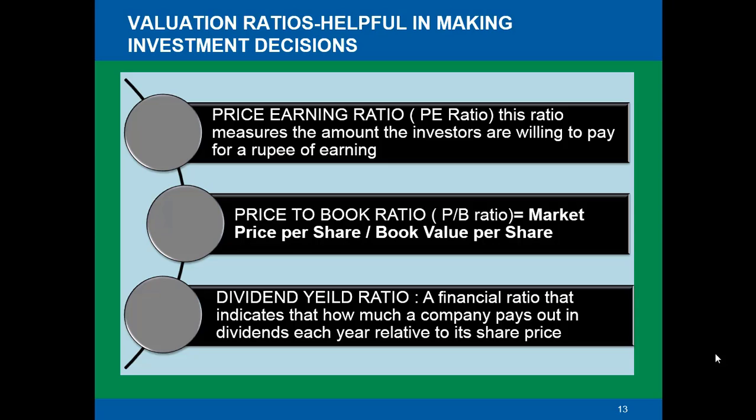Now there are companies which trade at low PE ratios. These are companies which do not have high growth potential. They do not have a great future, so people don't buy them and they are generally valued at a low PE ratio. But the PE ratios keep changing depending upon the company's fortunes.